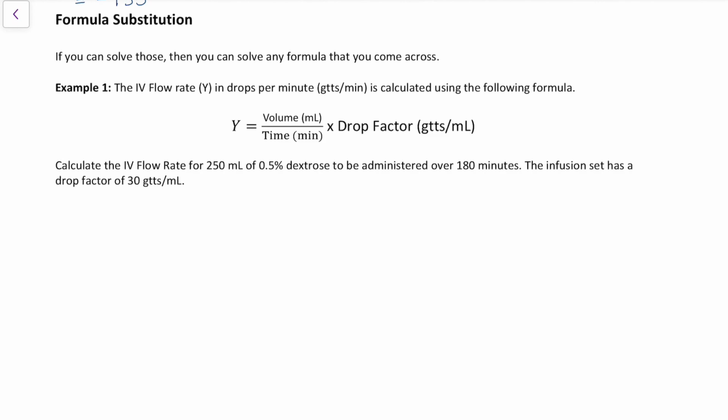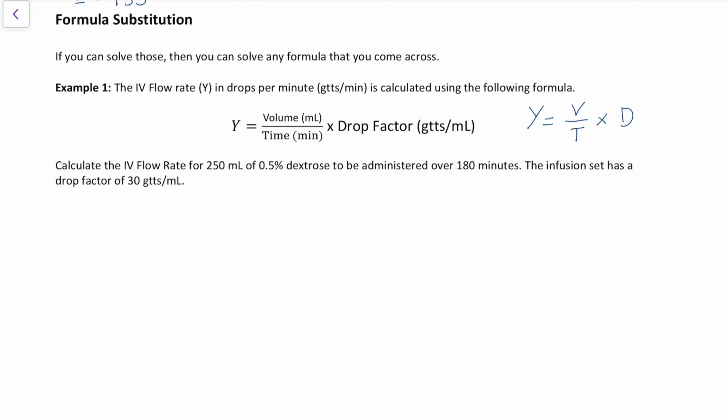If you want to simplify it, just like our algebra ones up top, you could think of this as Y equals V over T times D for drop factor, if we want to kind of just simplify it to make it look a little bit better to our eyes. So volume over time times the drop factor. And then it's given us the things that we know. So it says calculate the IV flow rate for 250 milliliters of 0.5% dextrose to be administered over 180 minutes. The infusion set has a drop factor of 30 GTTS, or drops per milliliter.